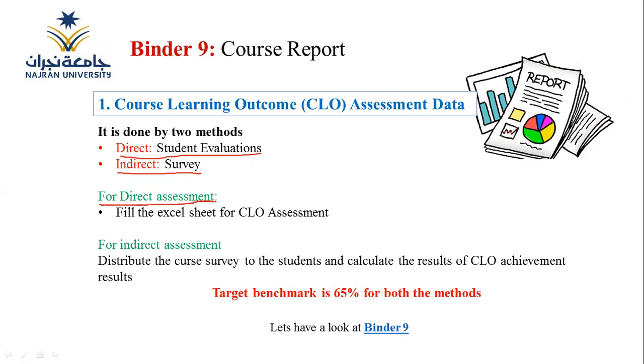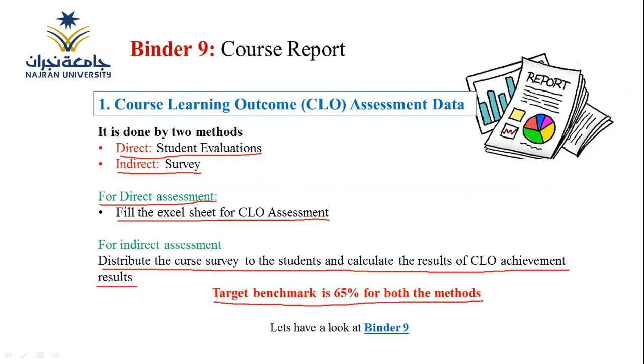For direct assessment, we have to fill the Excel sheet for CLO assessment. Our college has already prepared one Excel file. As a course instructor, you just have to fill the information in the course file, and at the end you will see the report. That will be the CLO achievement report. So this is direct assessment. For indirect assessment, we have to distribute the course survey to the students, and we have to calculate the CLO achievement result. So we need to prepare the report to test the achievement. In both cases, the target benchmark is 65%. So if 65% of students achieved, then we will say the course learning outcome is achieved.